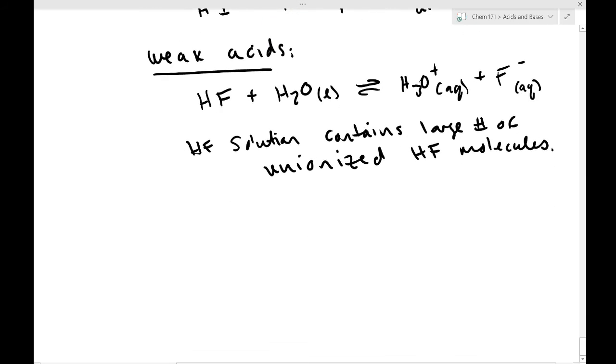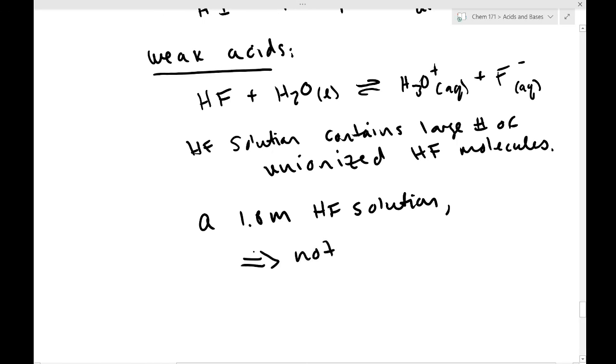So if you have a 1.0 molar HF solution, this does not mean you will have an H3O plus concentration equal to 1.0 molar. Okay, so the H3O plus concentration will be less than 1 molar because some of the hydrogen is still stuck to the fluorine and forming that HF compound.